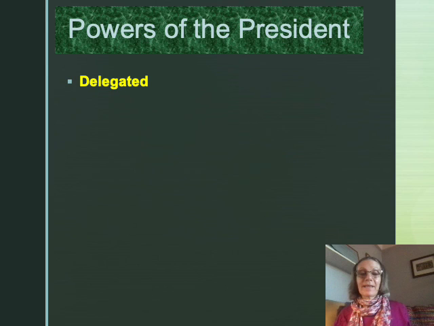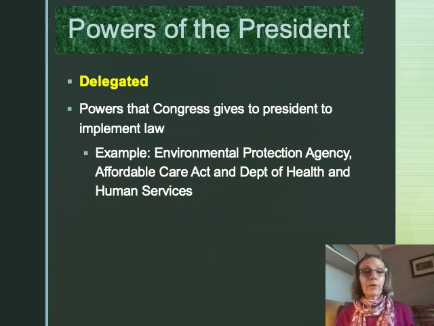Okay, and so that brings us to delegated powers and inherent powers. Delegated powers are the powers that Congress gives to the president to implement law. Your textbook talks about how a lot of times when Congress writes a bill and that bill is signed into law by the president, there sometimes aren't a lot of details about how that law is actually going to be implemented by the executive branch. And that is the job of the executive branch, to basically execute laws.